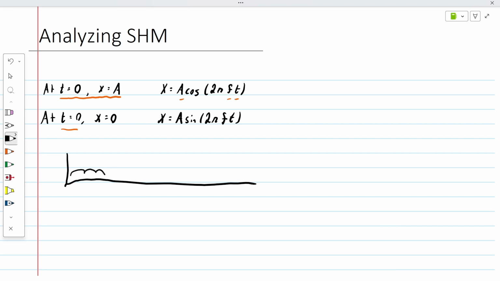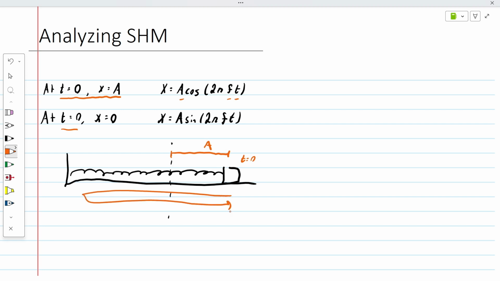Let's say you have an object that's being stretched out, and this is equilibrium. This right here will be the amplitude. Let's say you release this block from rest at time equals 0, and then you let this box oscillate back and forth. Given the time, you can find what x position it is at relative to x equals 0 at equilibrium. Then you would use this equation right here.